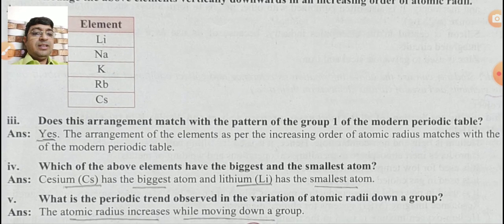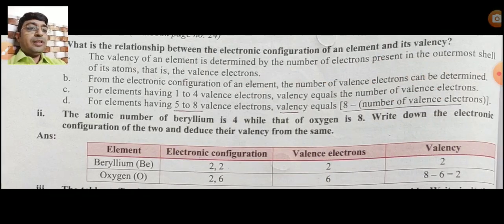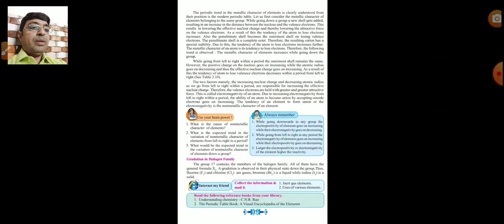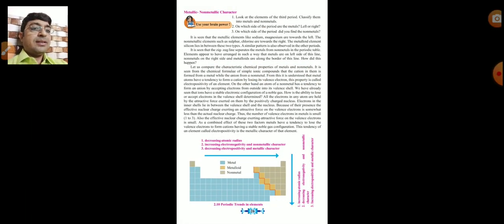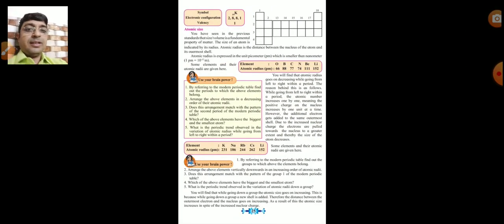Fifth question is given. What is the periodic trend observed in the variation of atomic radii down a group? The atomic radius increases while moving down a group. So this is one more example given. So the second periodic trend we observed is the atomic radius. What happens to the atomic radius in a group and in a period, that we learn with the help of these two examples.